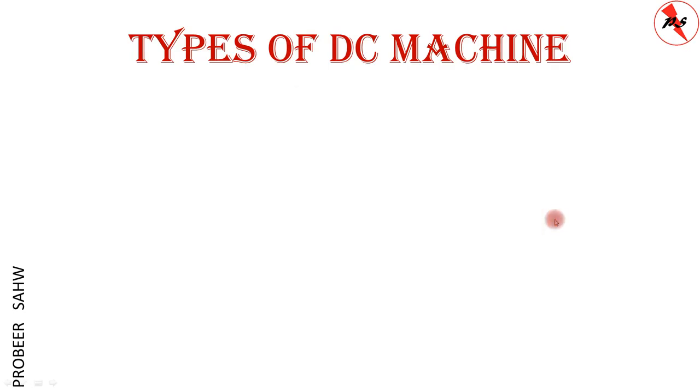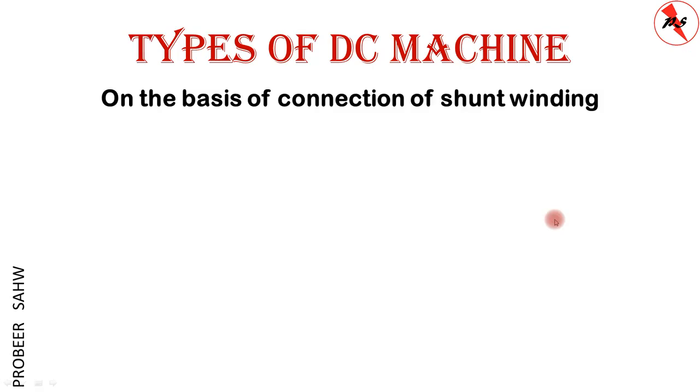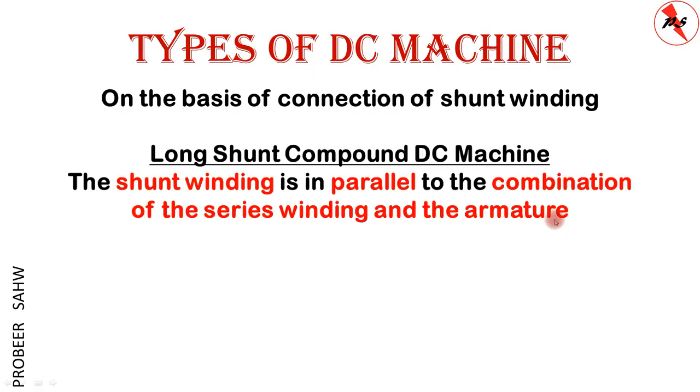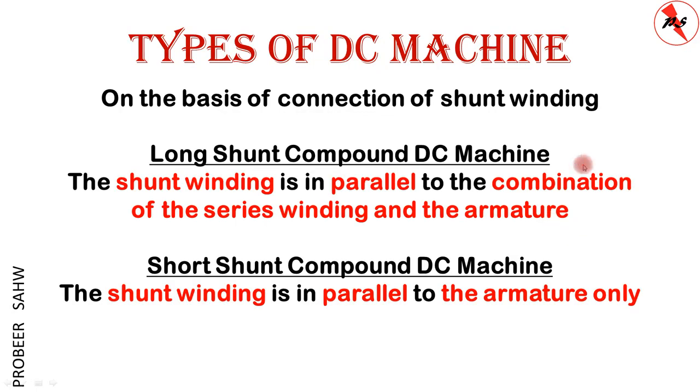So in compound DC machines there are two sets of windings: shunt winding and series winding. And on the basis of how we connect the shunt winding, we have two types of DC machine: long shunt compound DC machine and short shunt compound DC machine. In long shunt type, the shunt winding is in parallel to both the series winding and the armature. But in short shunt type, the shunt winding is in parallel to the armature only.